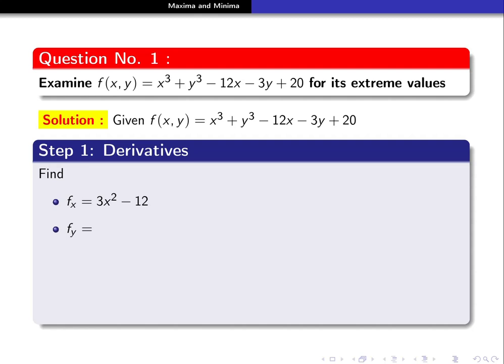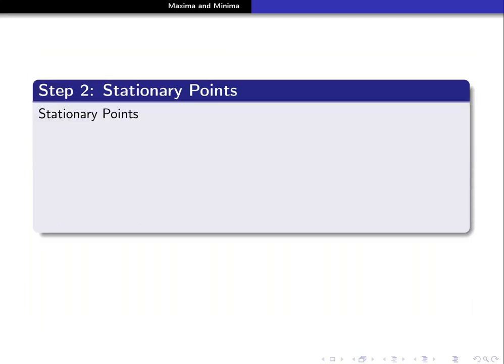Similarly, differentiating the function f of x comma y with respect to y, we get fy. Then we need to find a: differentiating f twice with respect to x gives a. Differentiating f with respect to x and y gives b. Differentiating f with respect to y twice gives c. Now for the stationary points, we set fx equal to 0 and fy equal to 0.